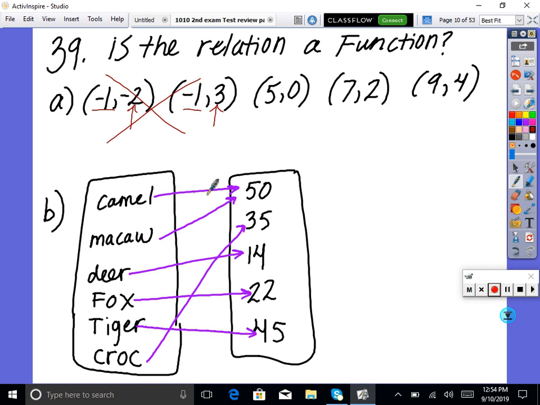So right here, camel only goes to 50, macaw only goes to 50, deer goes to 14, fox goes to 22, tiger goes to 45, croc goes to 35. So each x only points to one y. Now notice, yes, some of the x's point to the same y, but they're different x values, or input values. Input can only point to one output. So this one is a yes. It is a function. Now what would change that is if camel had another arrow going to like 35, because camel had then 50 and 35 as output. So hopefully you understand the difference.